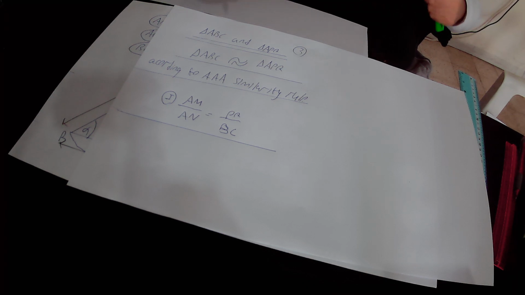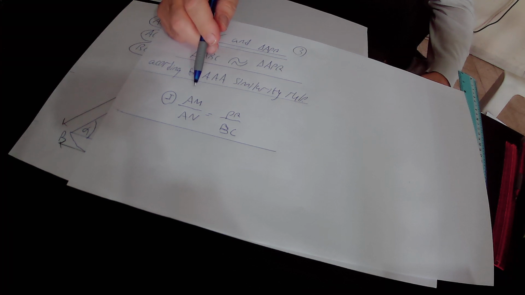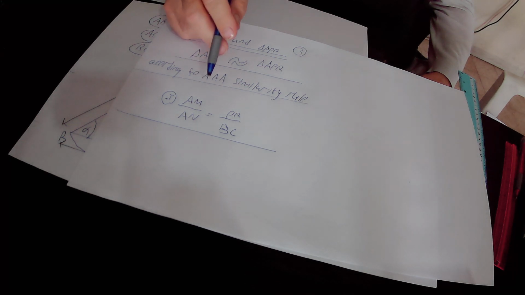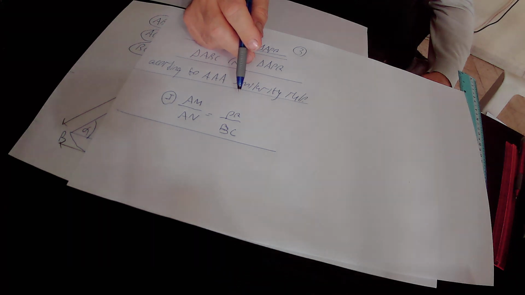The meaning of this equation 1 is that the ratio between the heights of the two similar triangles, that is actually AM over AN, must be equal to the ratio between the corresponding sides, that is to say PQ over BC.